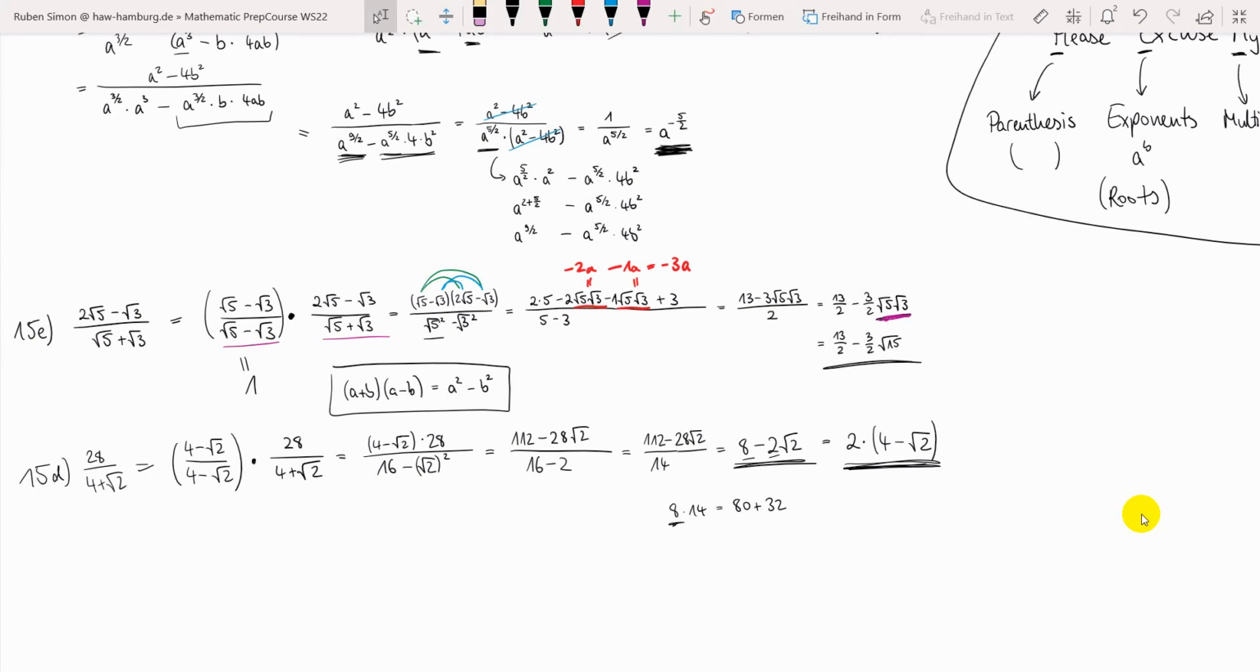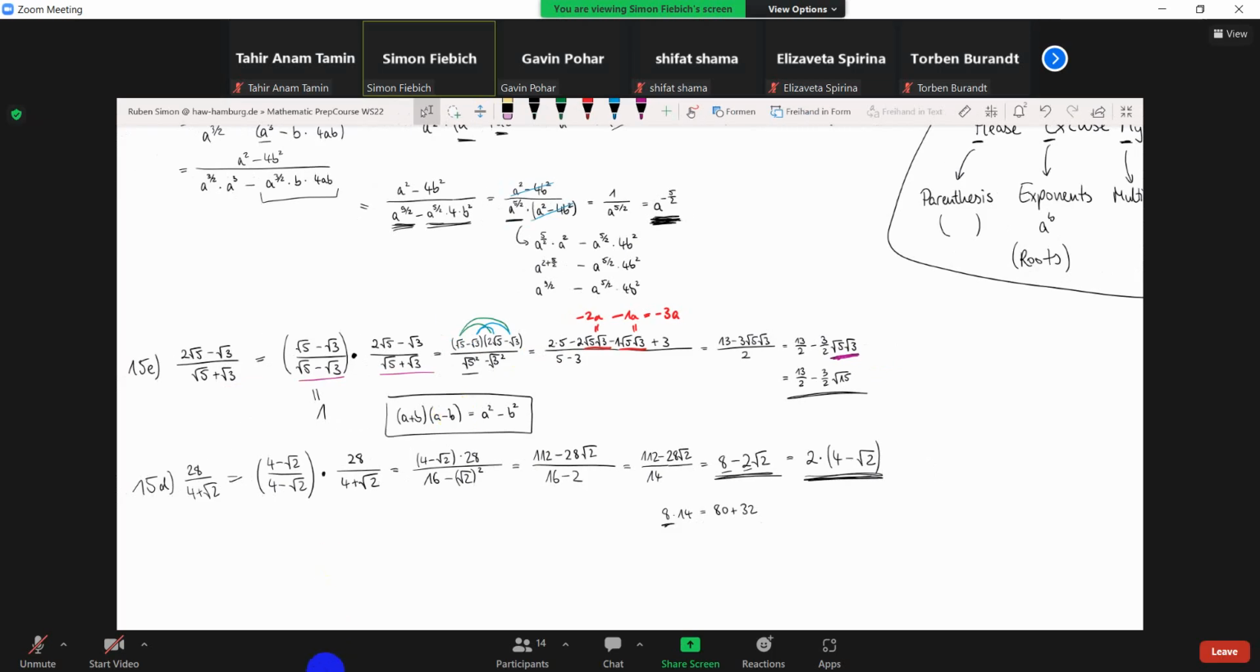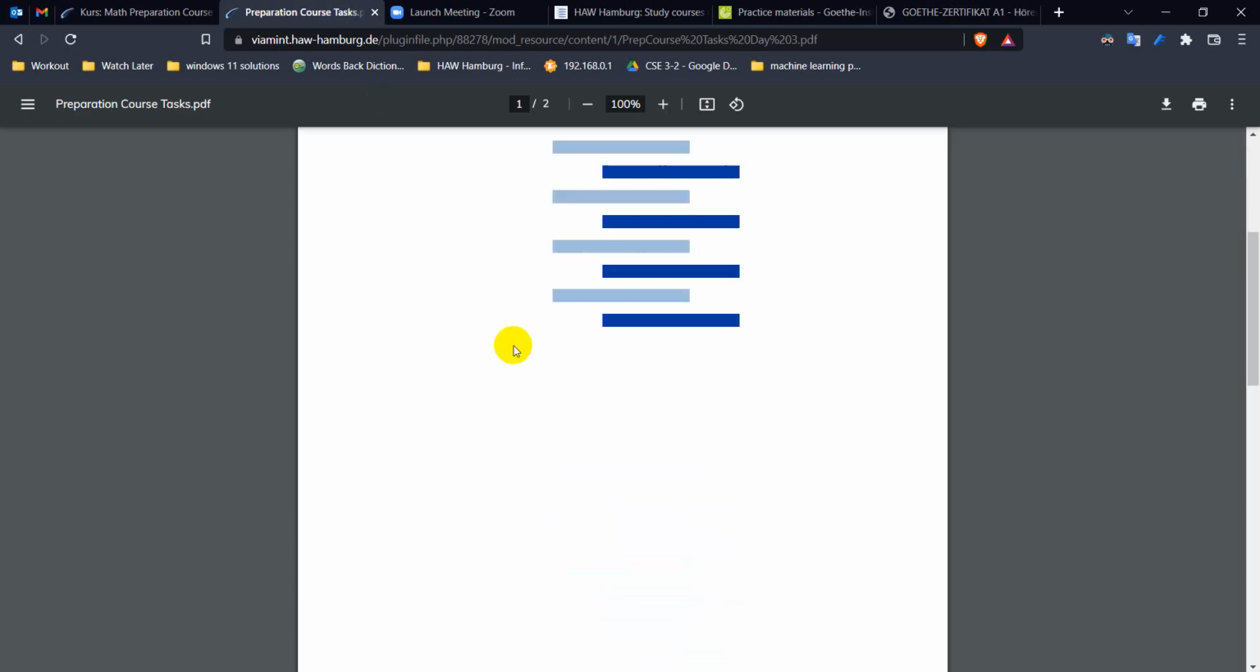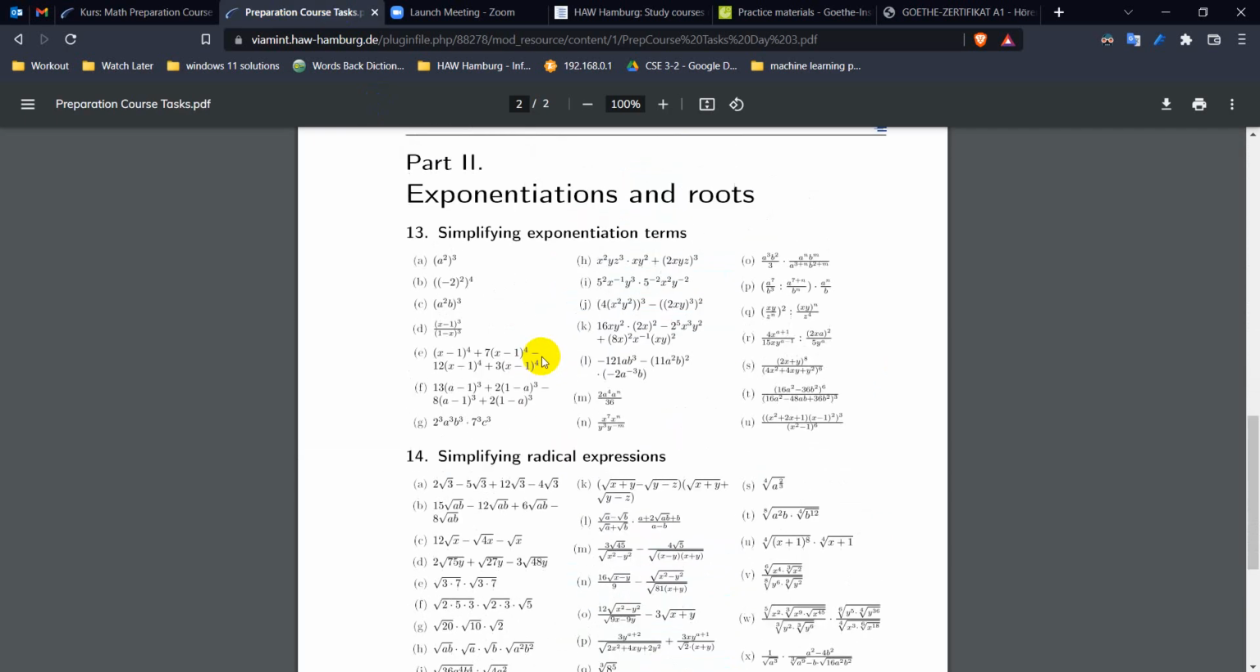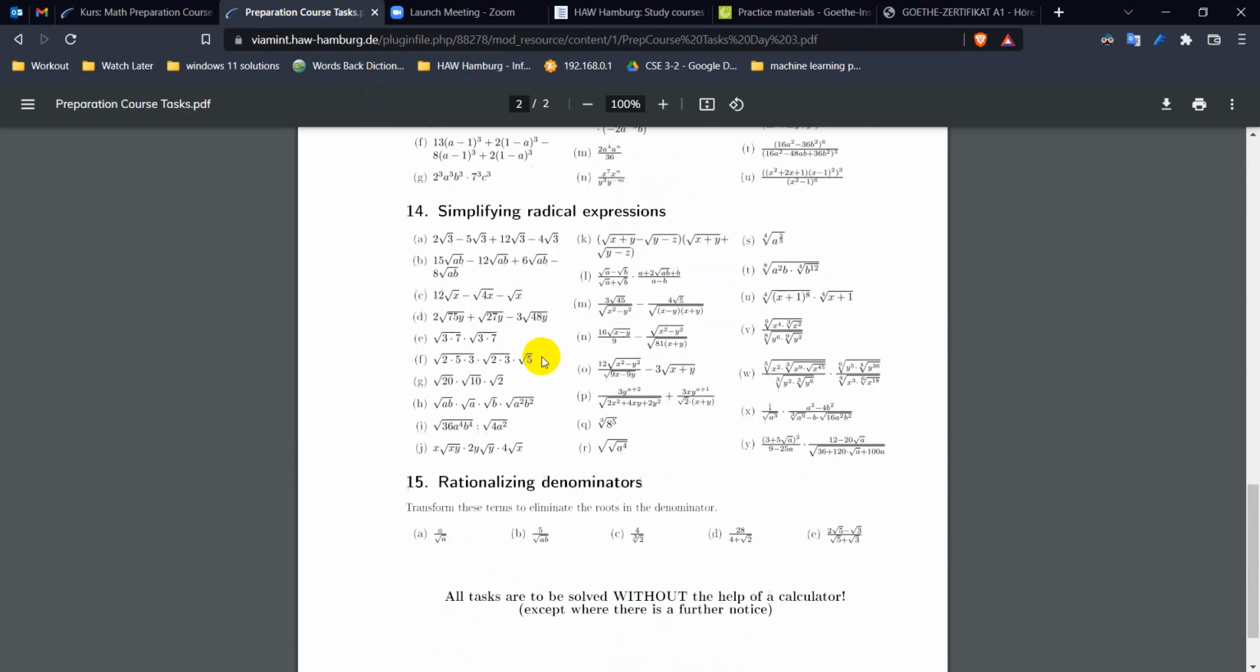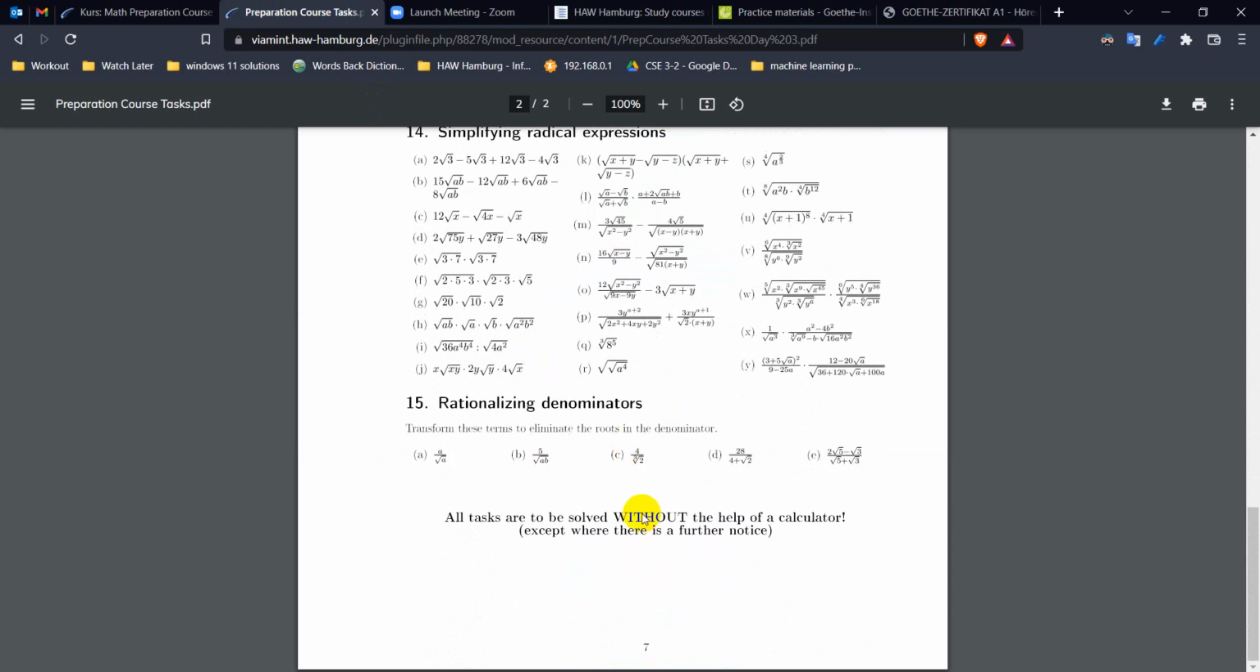Okay, any question concerning today's topic, exponentiations and roots? Or are you satisfied? I guess that's more than enough.